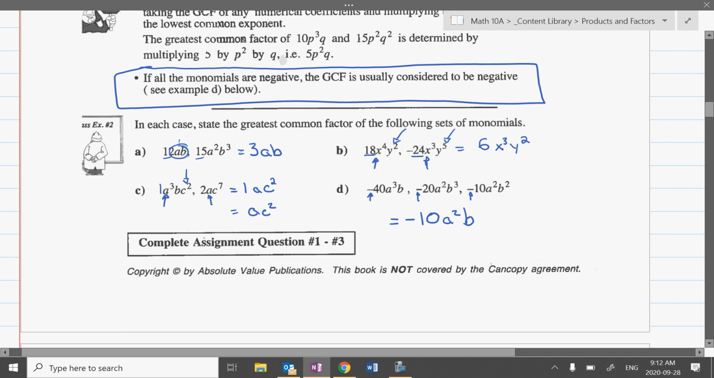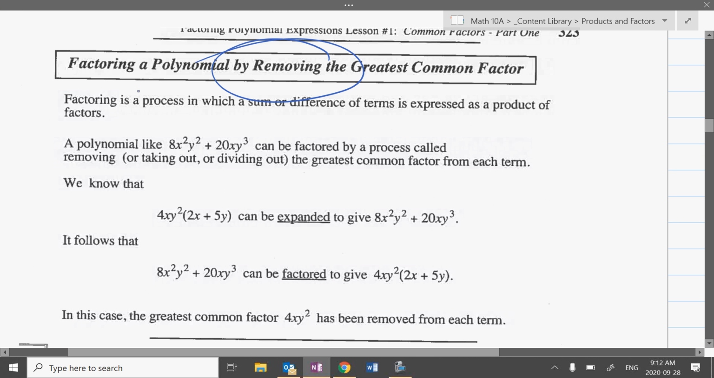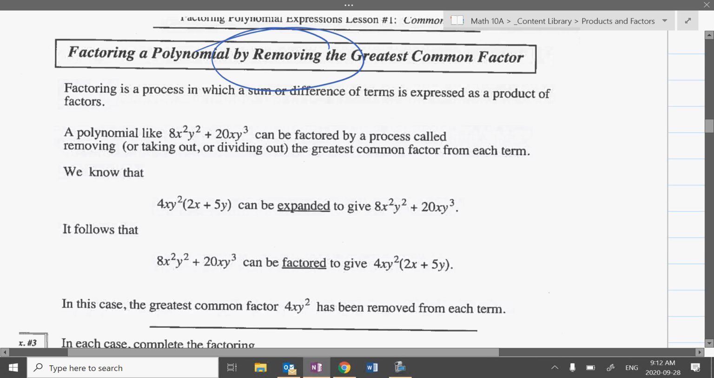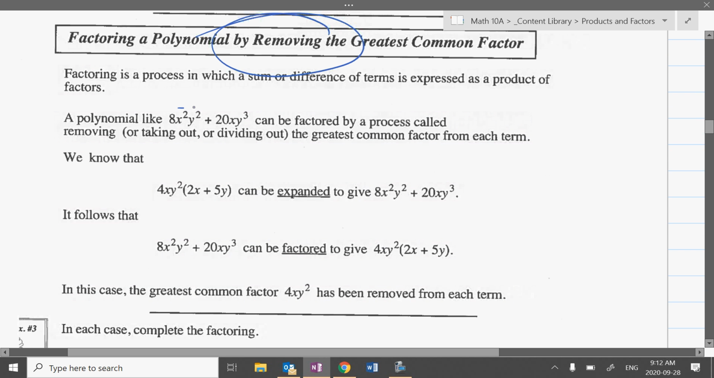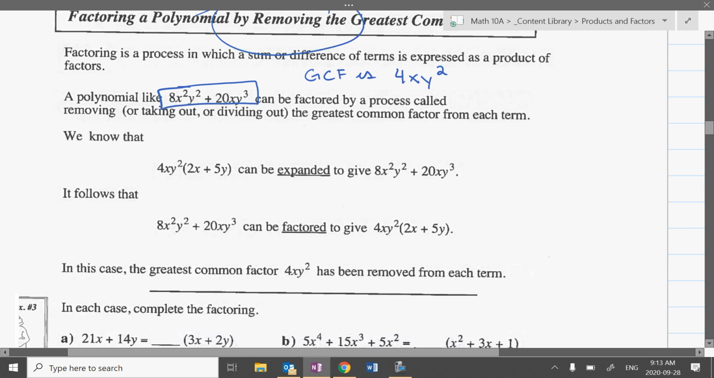Turn your page. So you can factor a polynomial by removing the greatest common factor. For example, the one we just looked at earlier, if I have 8x squared y squared plus 20xy cubed, we already determined that our GCF here, 4xy squared, is our greatest common factor. So you can factor it out is the language we use and see what's left over.